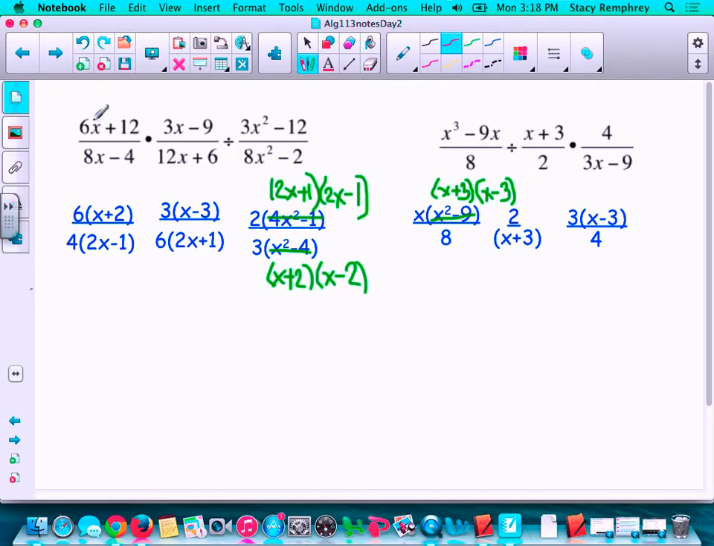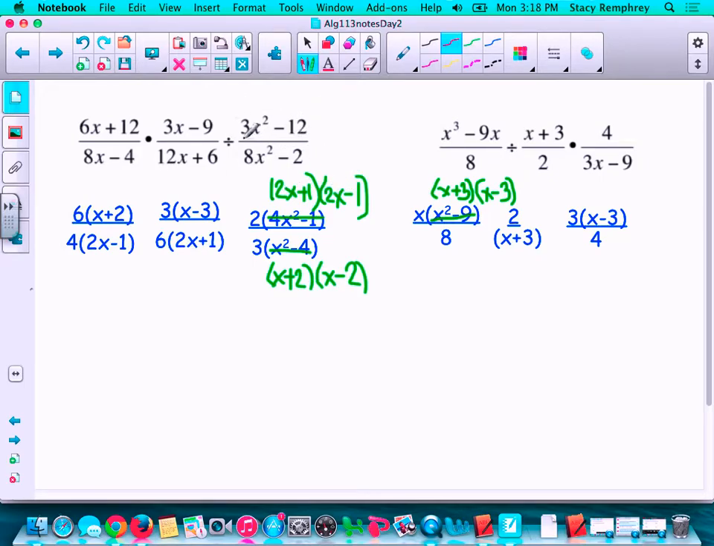Okay, over here, I factored out the 6. I factored out the 4. I factored out the 3. I factored out a 6. Remember, I flipped this one. So I took this and factored out a 2, which left me with 4x squared minus 1. 4x squared minus 1 is a difference of 2 squares, so I can break that up even more into 2x plus 1, 2x minus 1.